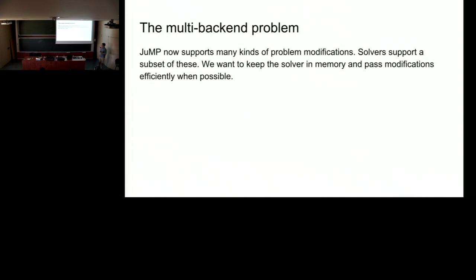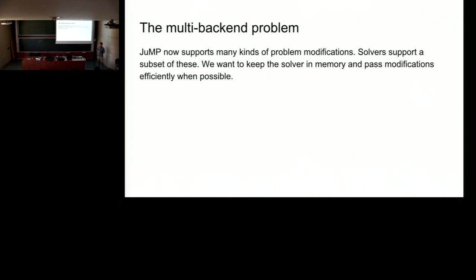Okay, so JuMP has a multi-backend problem, as Jared likes to call it. We support a lot of different things, and not all the solvers support all the possible things that you can do with MOI. So modifications, for example, some solvers, the API just does not let you change coefficients. What do?